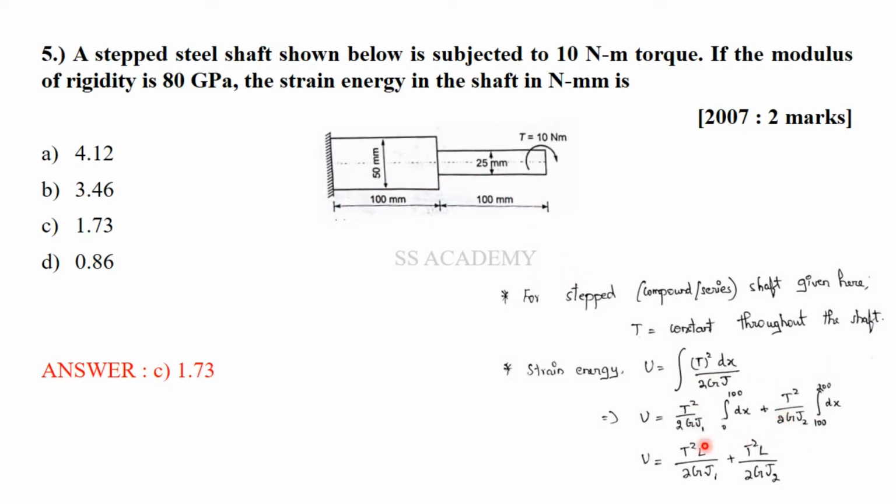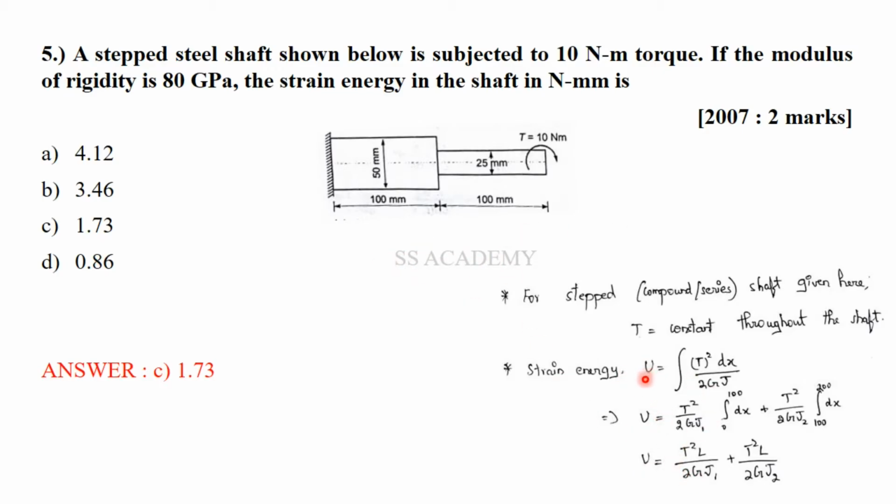See, I have mentioned here. We know that J1 is given as pi by 32 d power 4, just by substituting pi by 32 and d power 4, and T is given as 10 Newton meter. Converting it into Newton millimeter, it will be 10,000 Newton millimeter. So T squared into L, where L is 100 mm, and G is given as 80 gigapascal. You can write it as 80 into 10 power 3 megapascal, which is actually 80 into 10 power 3 Newton per millimeter square. So we know all the values, and just by substituting and solving, we will get the strain energy of this whole shaft.